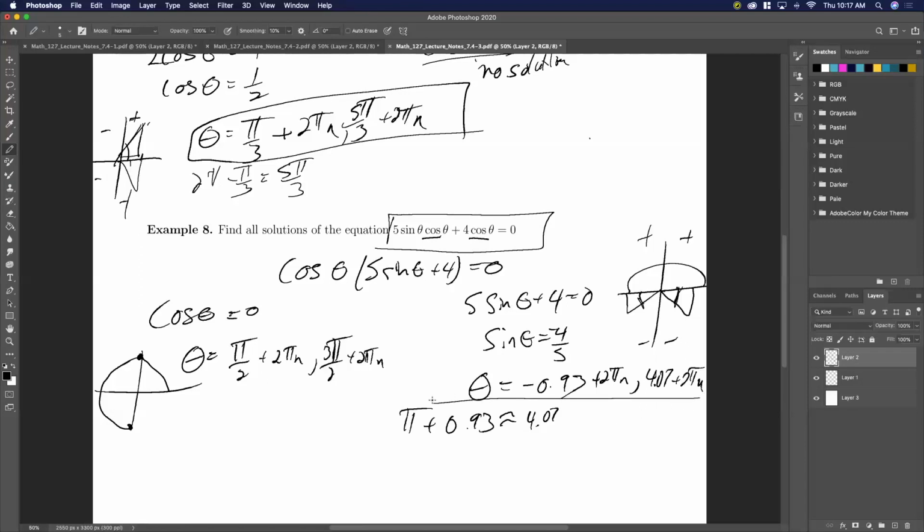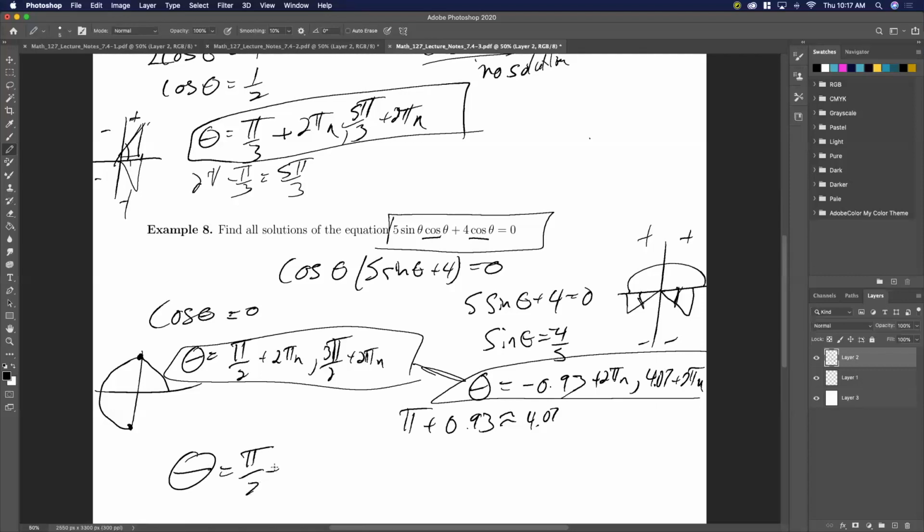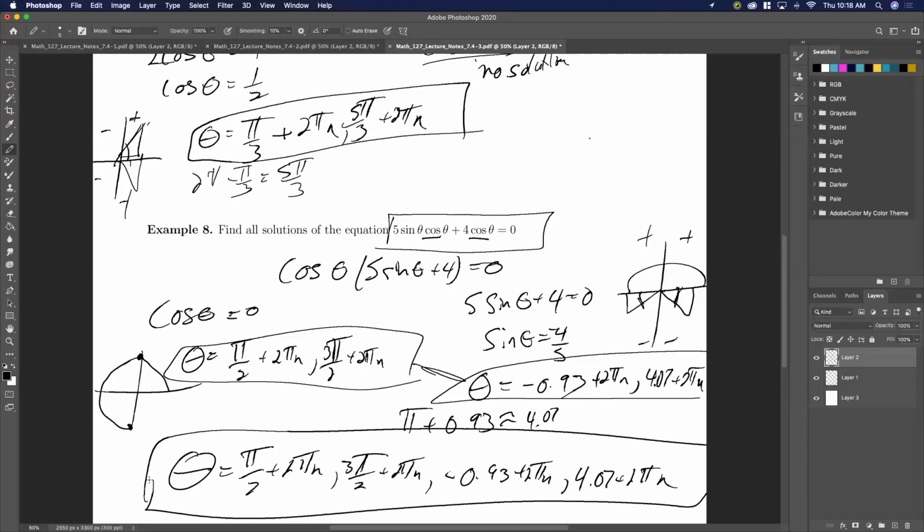Okay, so here we go. These two solutions together, so both of these together, are all my solutions. So let's write it all as one thing. I'll have pi over 2 plus 2 pi n, 3 pi over 2 plus 2 pi n, negative 0.93 plus 2 pi n, and 4.07 plus 2 pi n. So here are all the solutions to this equation. Not only are there an infinite amount of them, but there's quite a few of them.